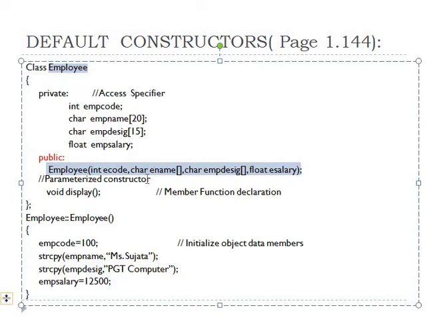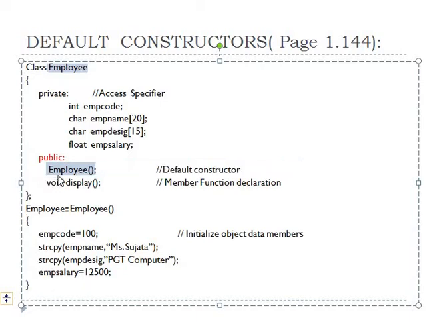Now let me put it how it was before. Before it was like this. The constructor employee had no parameters or no arguments. Now what do we call such constructors which do not have any parameters or arguments? We call such constructors as default constructor.